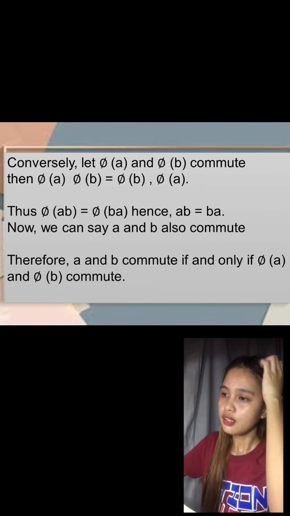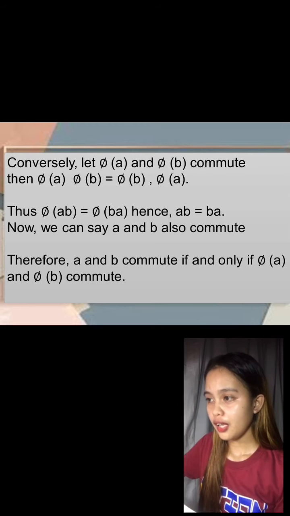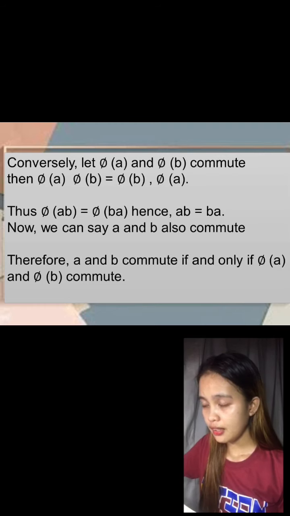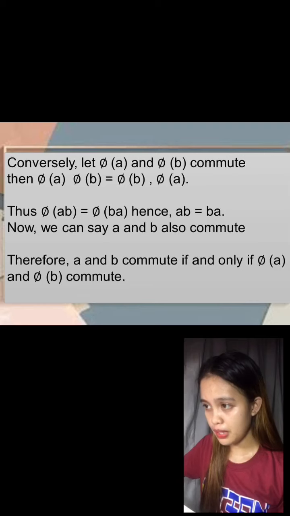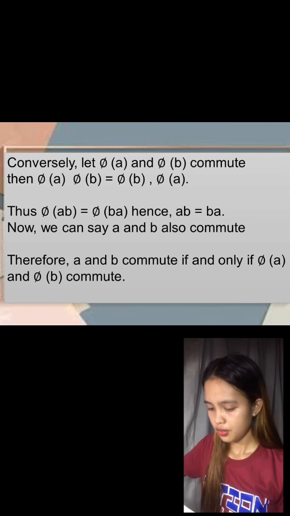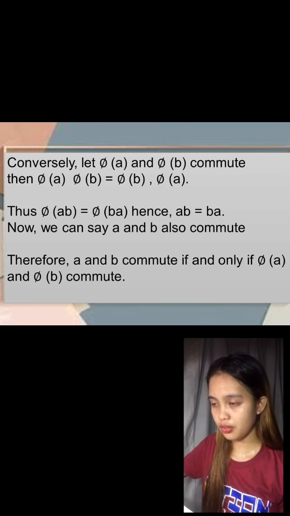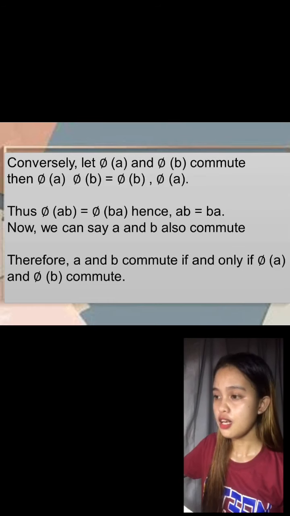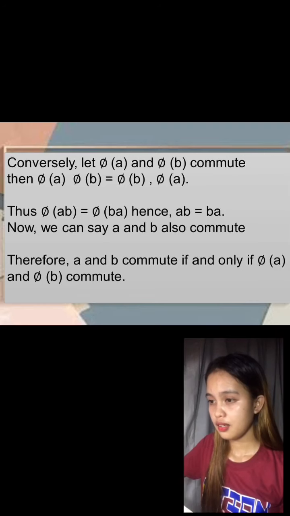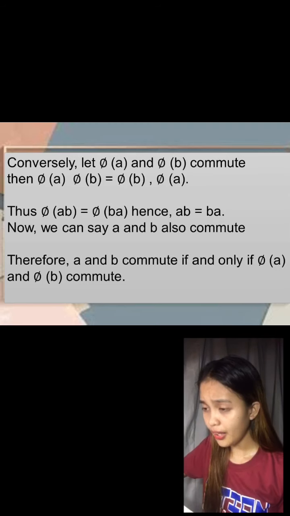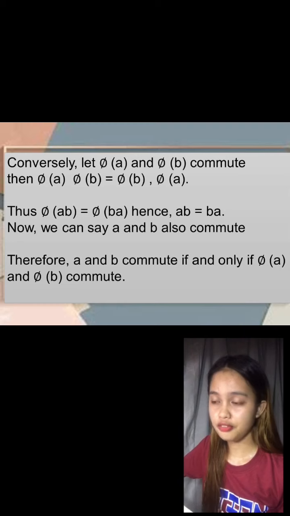So conversely, let phi of A and phi of B commute. Then phi of A times phi of B is also equal to phi of B times phi of A, as we showed earlier. So thus phi of AB is equal to phi of BA, hence AB is equal to BA. Now we can say A and B also commute. Therefore, A and B commute if and only if phi of A and phi of B commute.